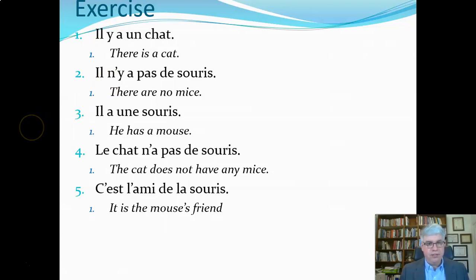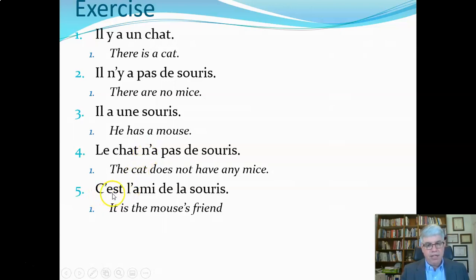The third sentence says, il a une souris. That's he has a mouse. So a means avoir. That's the third person singular of avoir. He has a mouse. Le chat n'a pas de souris. The cat, then we've got avoir again, third person singular. The cat has, and then we've got de souris, but we've got the ne pas around the conjugated verb. The cat does not have any mice, or the cat has no mice.